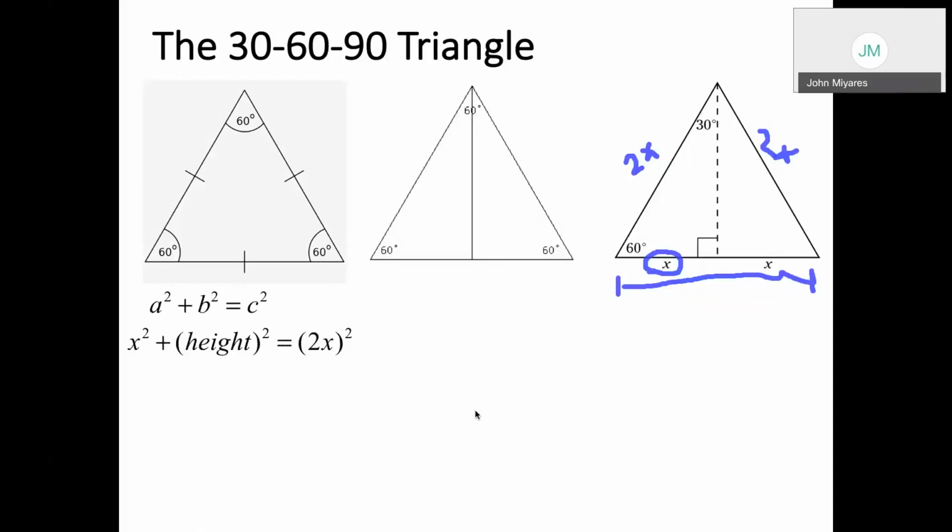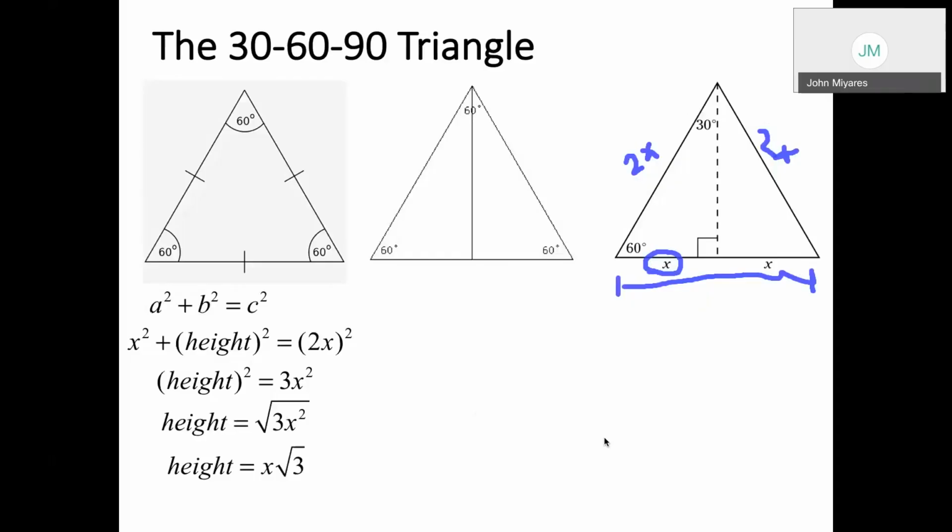Squaring out the 2x will give us 4x squared on the right, which we can then move the x squared on the left over to the right to get the height squared equals 3x squared. Then we can take the square root to get the height equals the square root of the quantity 3x squared. Simplifying the radical gives a height of x times the square root of 3.